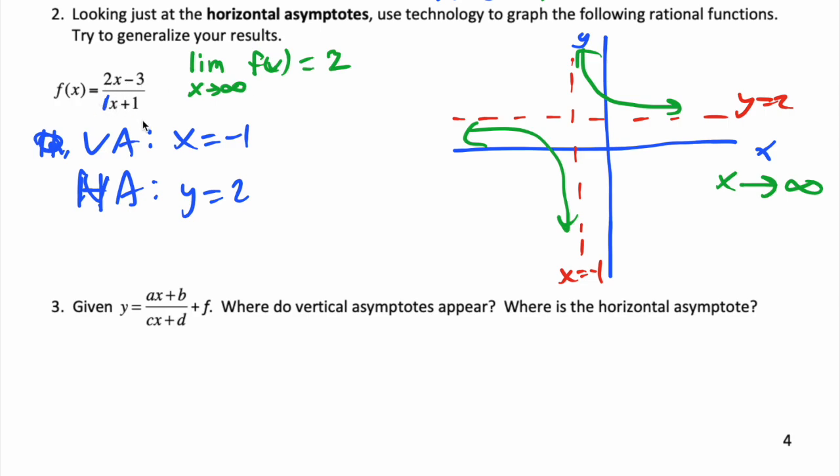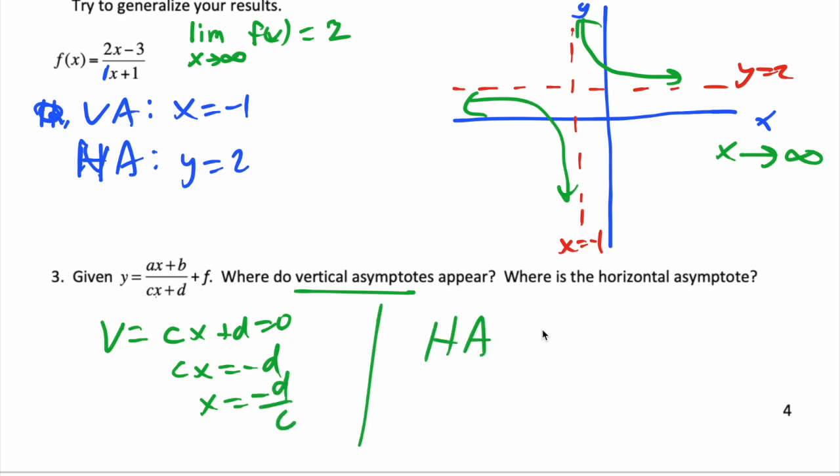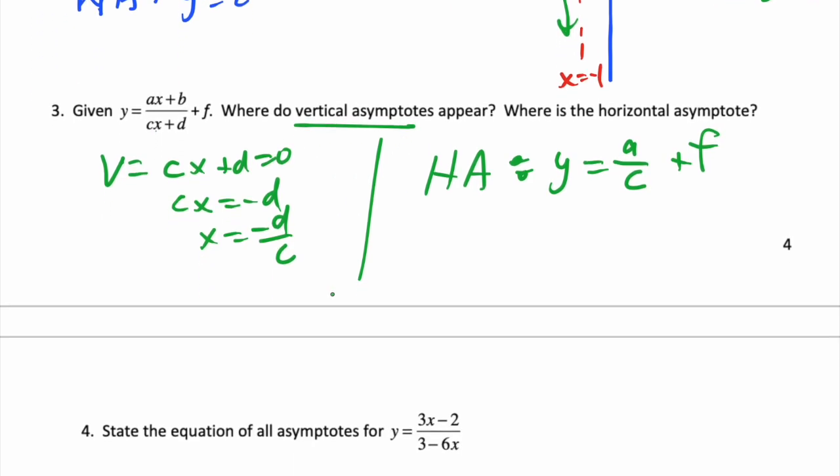Okay, so you should be able to just look at the function and figure out what the horizontal asymptote is. Here, the vertical asymptote is just when the denominator equals 0, because dividing by 0 is undefined and it creates that, so you get cx plus d equals 0, x equals negative d over c. The horizontal asymptote is y equals the ratio of these coefficients, a over c, plus f. Because as x gets infinitely large, the b and the d don't matter. This quantity simplifies to approximately a over c, and then you add the f, and that's the way it always works, right?